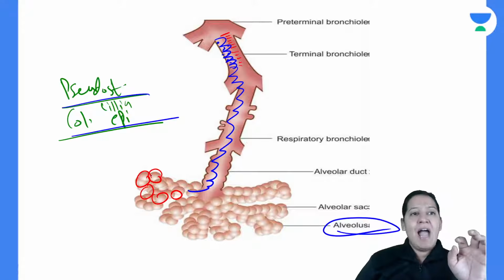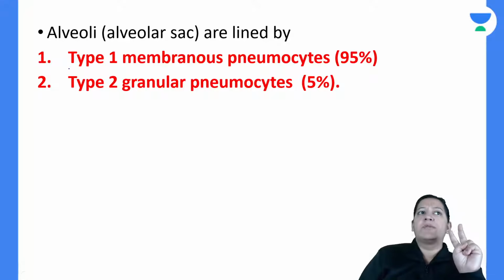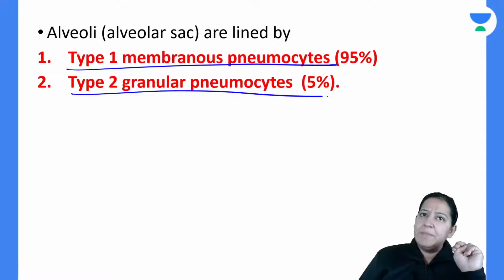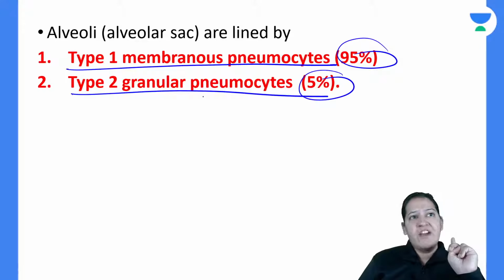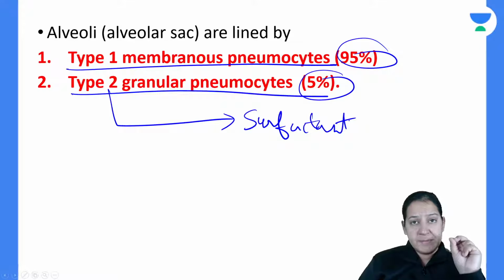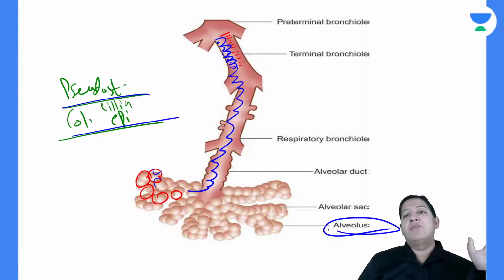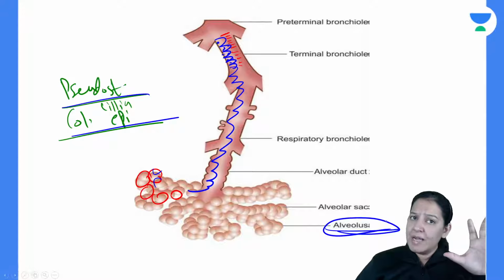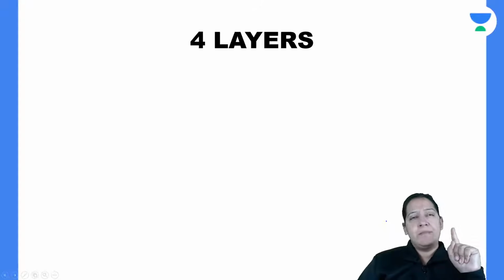The last thing. Alveolar sacs are lined by pneumocytes, type 1 and type 2. Type 1 pneumocytes are 95%, type 2 are only 5%. Type 2 pneumocytes synthesize surfactant. You know what surfactant is? It is a substance which lowers the surface tension. So it helps in expansion of the alveolus. Otherwise, if surfactant is absent, the alveolus will collapse. That is the point. Have you got it? Okay. Let me move further.